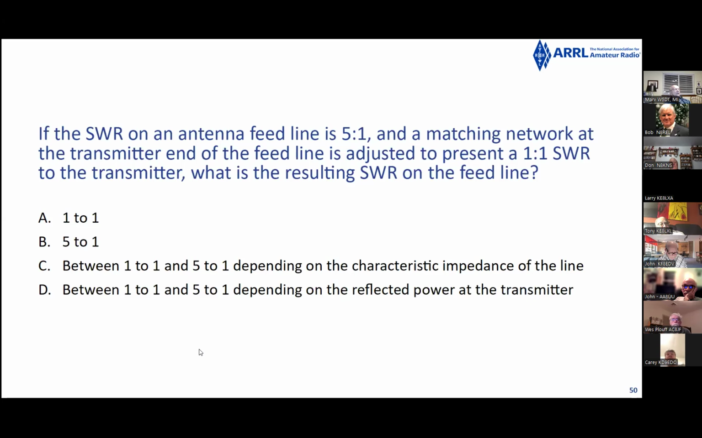If the SWR on an antenna feed line is 5:1, and a matching network at the transmitter end of the feed line is adjusted to present a 1:1 SWR to the transmitter, what is the resulting SWR on the feed line? 1:1, 5:1, between 1:1 and 5:1, depending on the characteristic impedance of the line, between 1:1 and 5:1, depending on the reflected power at the transmitter. Bravo. Yes, bravo. It does not change. SWR on the feed line is 5:1, it never changes.